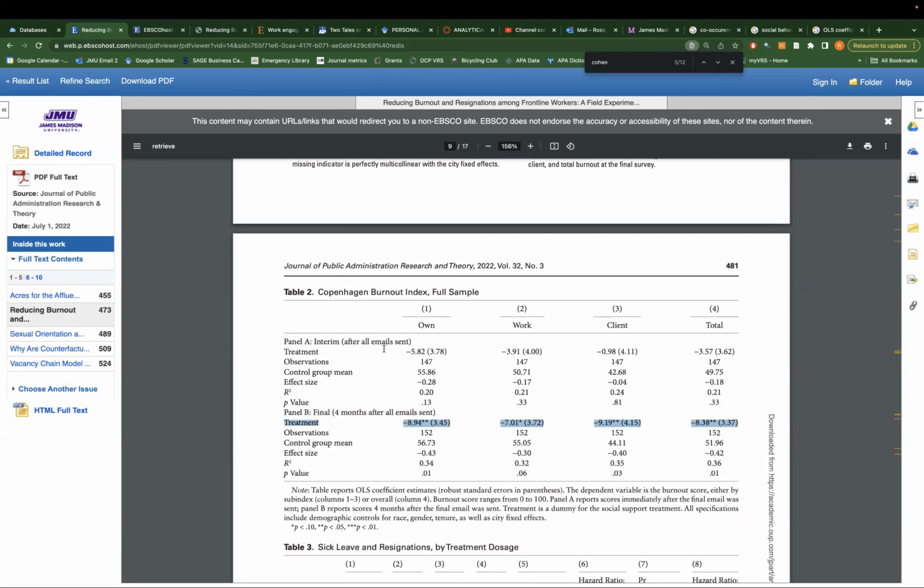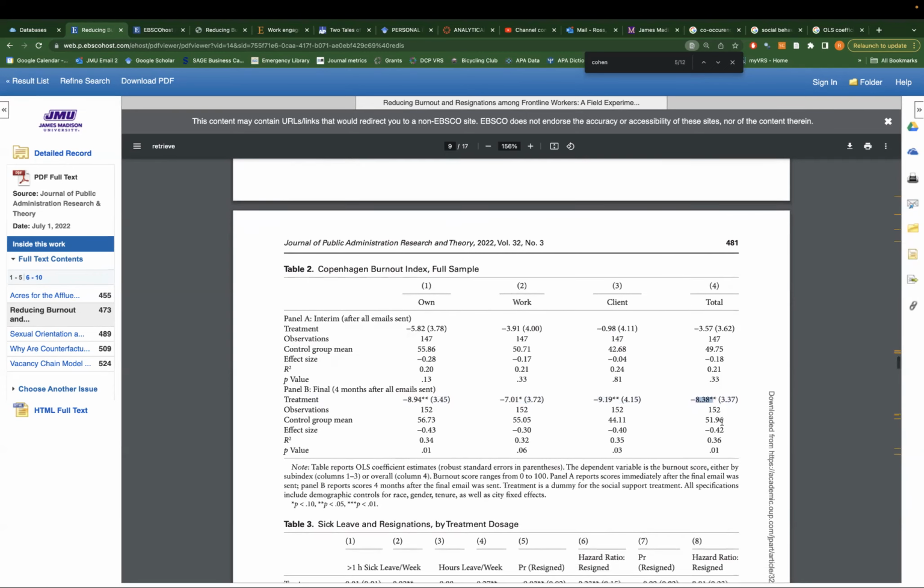It's a little bit stronger. So we see over time, the treatment takes hold and becomes more pronounced. And we see that across all measures of burnout, it's decreasing the score, which remember is from 0 to 100, by 8.38. It's statistically significant.